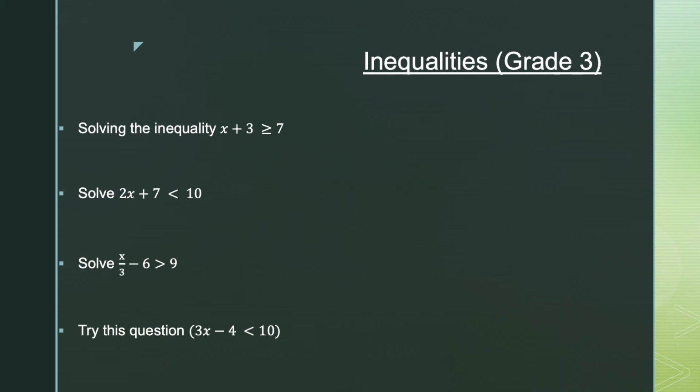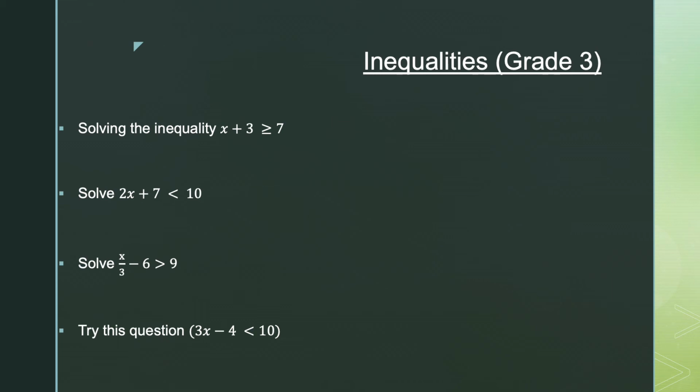And then finally, 2x means 2 times x. So the opposite of times by 2 is to divide by 2. So x is less than 3 over 2, or 1.5. So that's our answer.